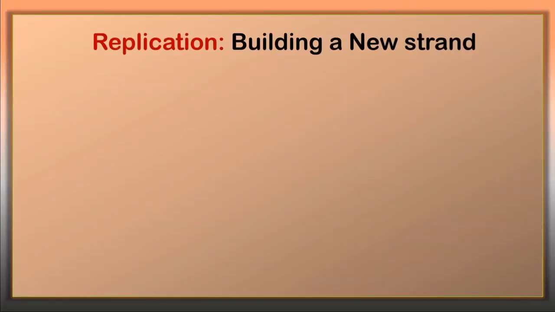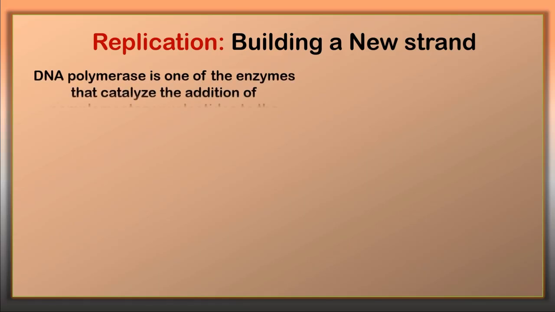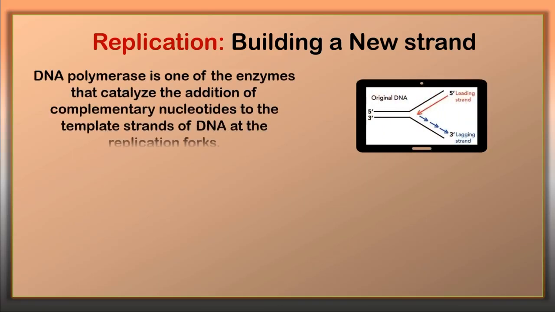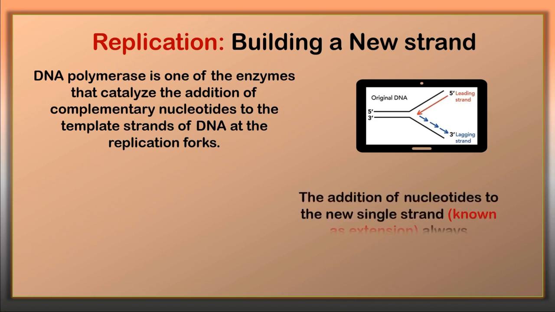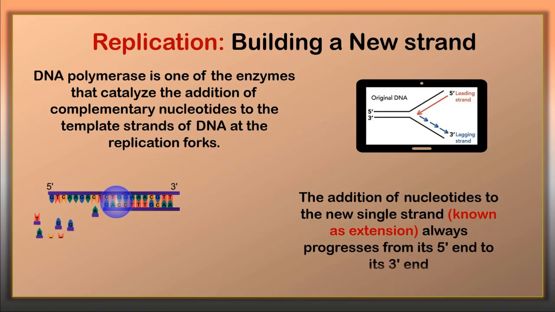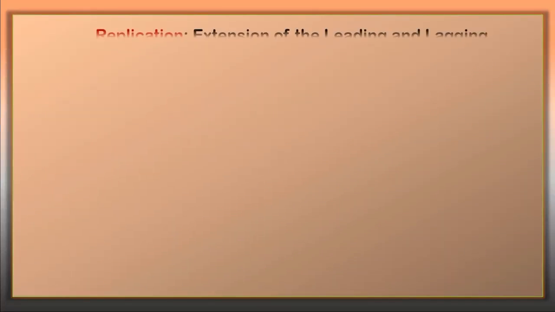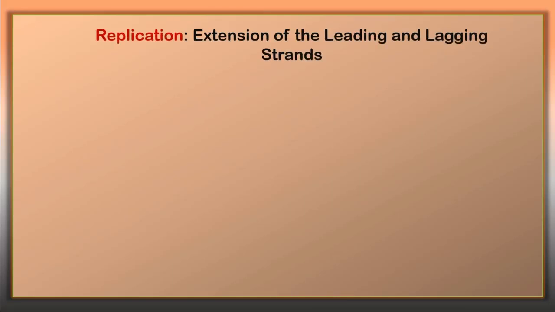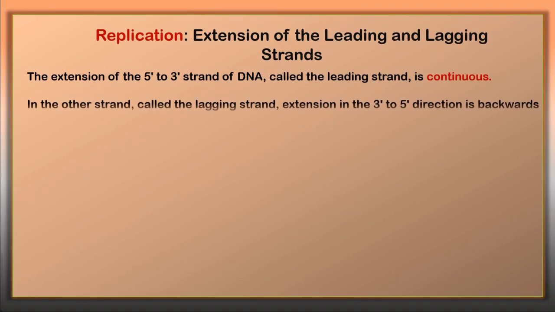DNA polymerase is one of the enzymes that catalyze the addition of complementary nucleotides to the template strand of DNA at the replication forks. The addition of nucleotides to the new single strand, known as extension, always progresses from its 5' end to its 3' end. The extension of the 5' to 3' strand of DNA, called the leading strand, is continuous. In the other strand, called the lagging strand, extension in the 3' direction is backwards, or discontinuous, because of its orientation.